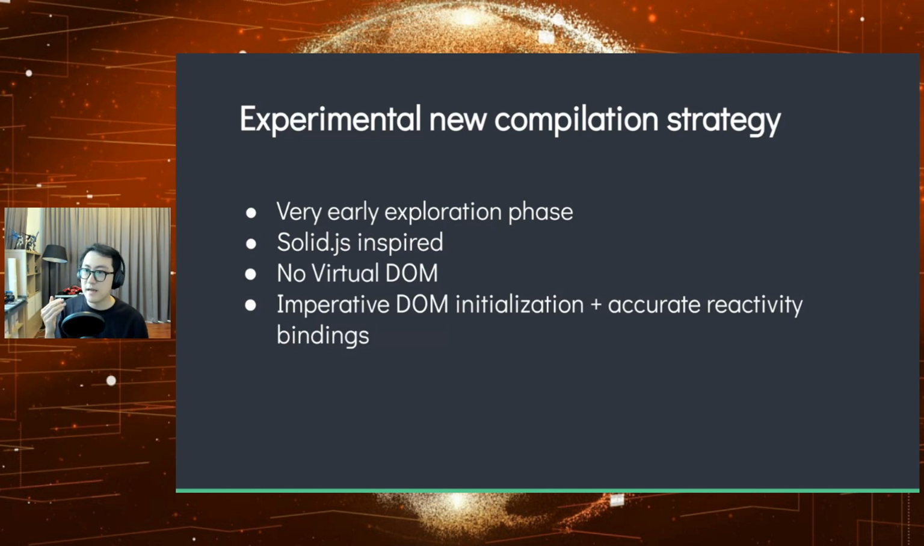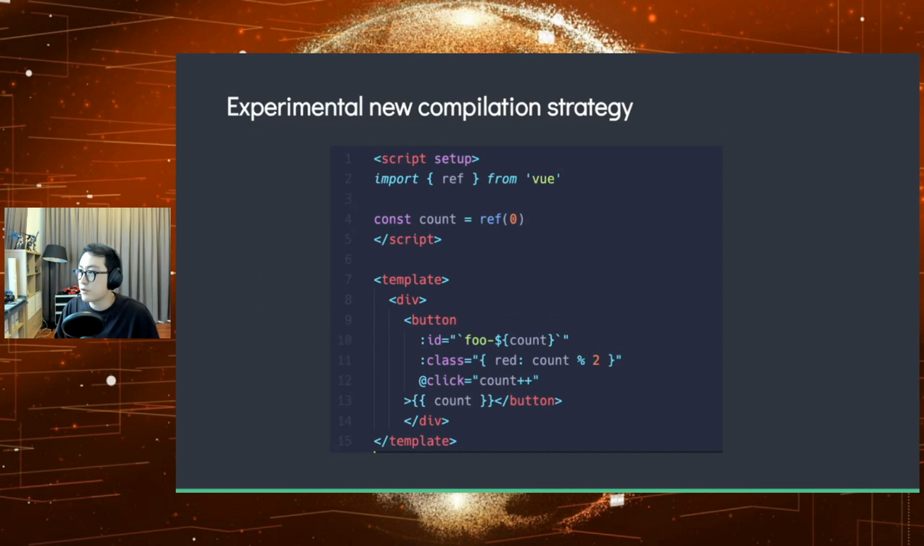So this compile step gives us the opportunity to make Vue a super compiler-oriented framework. And that is going to be an interesting direction that we're going to explore. I've been playing with a new compilation strategy that's been Solid.js inspired. The result is we compile Vue templates. Instead of compiling them into virtual DOM render functions, we compile them into imperative DOM initialization and reactive binding setup code. So imagine we have a component that looks like this.